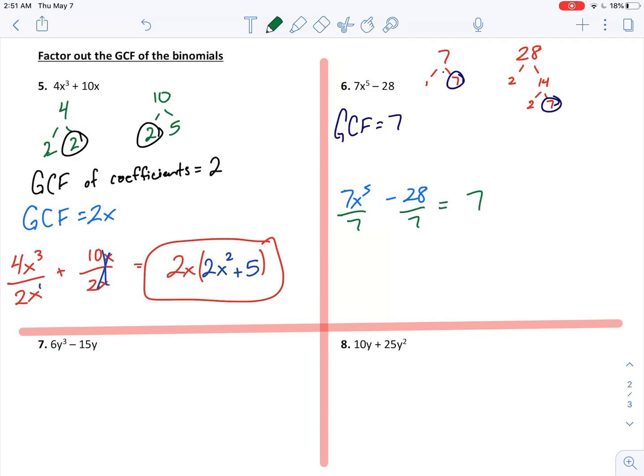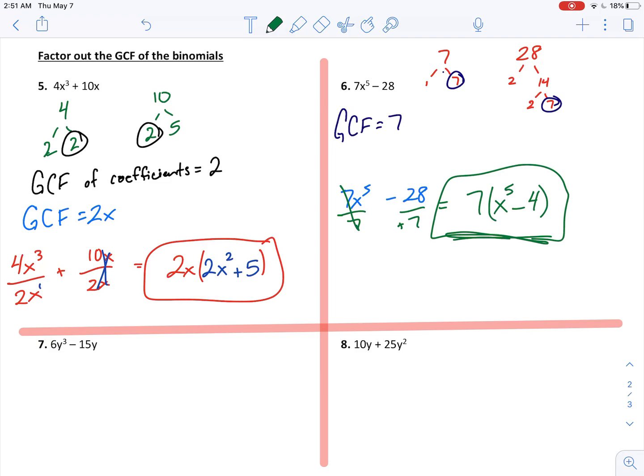So we're going to keep our 7 out front because we divided that out of everything. And now these 7's cancel. So what am I left with? Just x to the fifth. And this is a negative 28 divided by positive 7. So a negative divided by a positive is a negative. And 28 over 7 is 4. So this is my final answer.